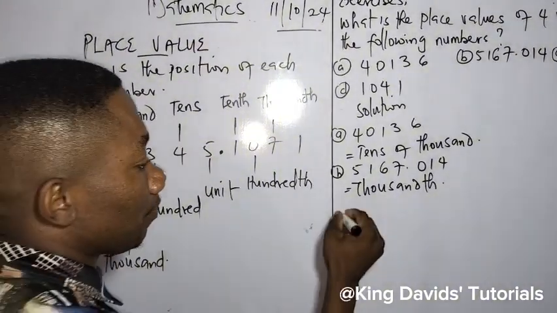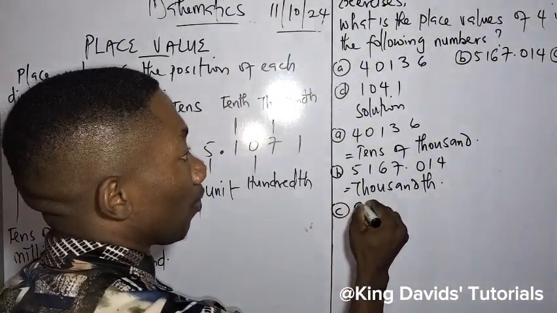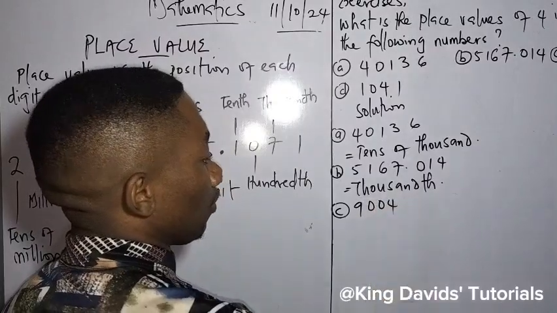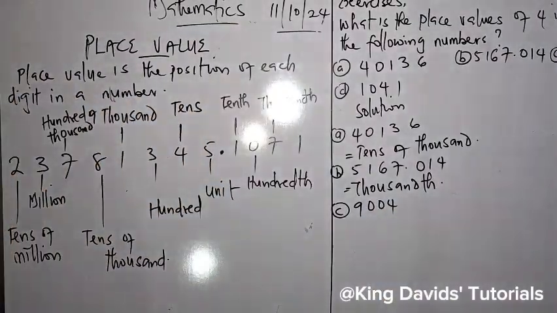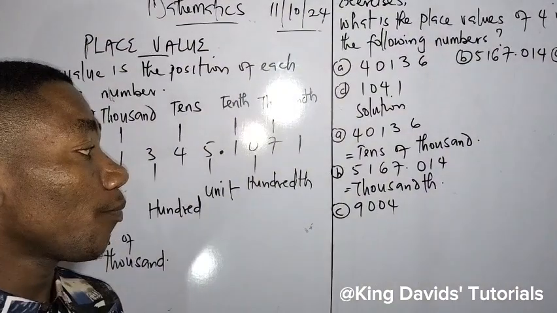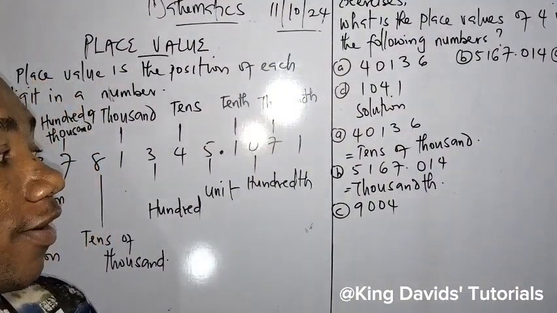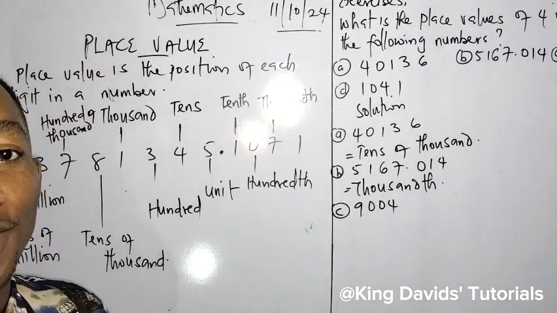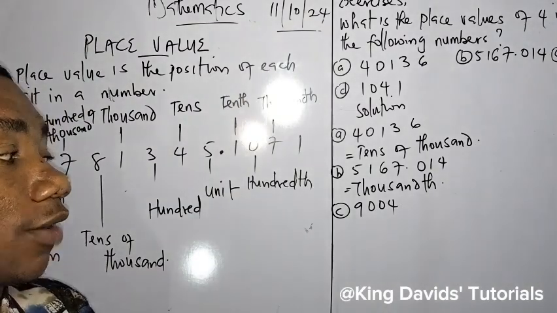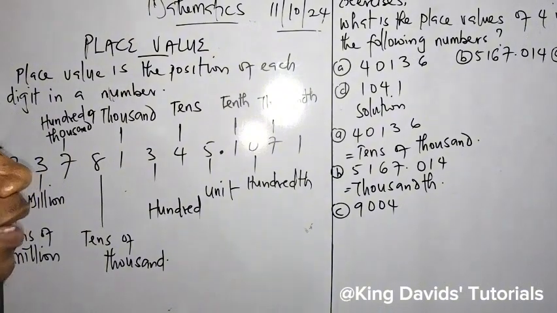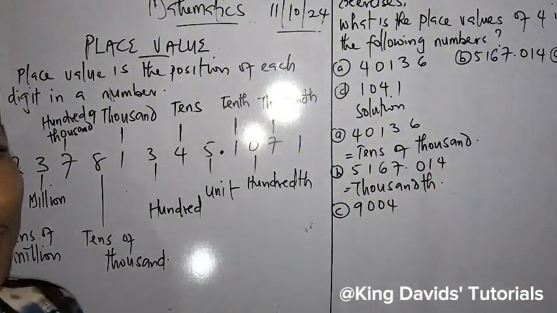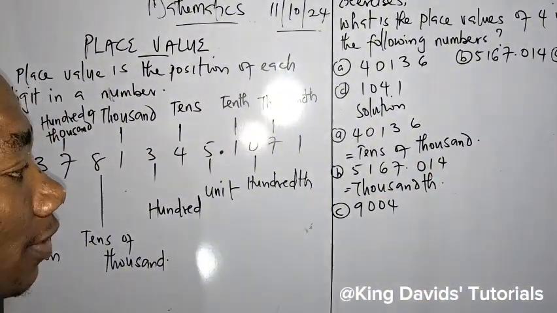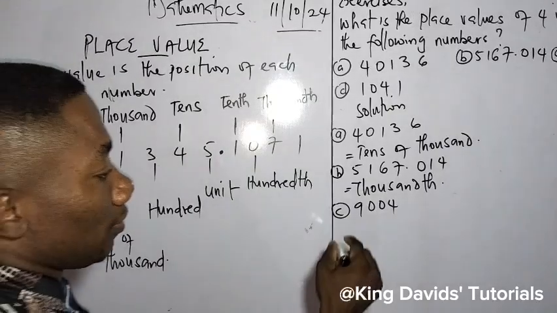The next one. All right, we have another one. 9004. Now the 4 in this one is the first digit of the whole number. The first digit of the whole number to the left is a unit. So simply 4 is the unit.